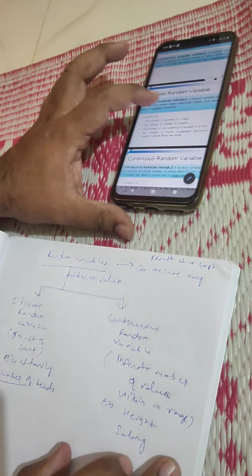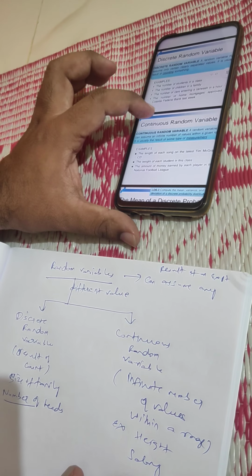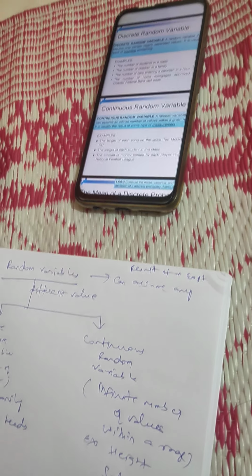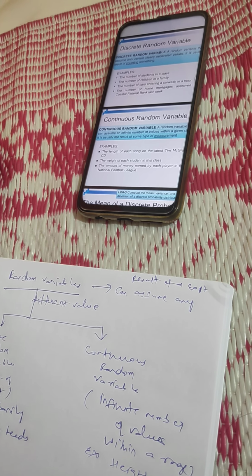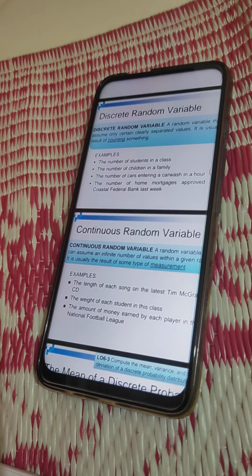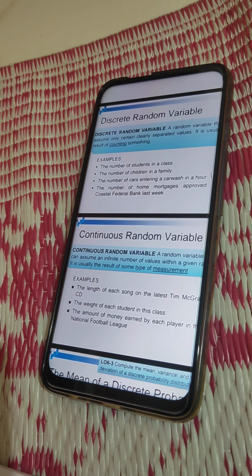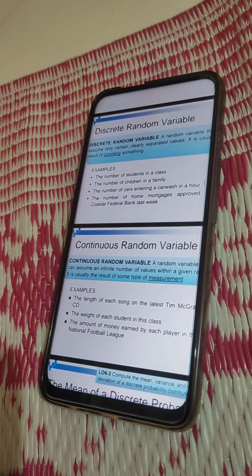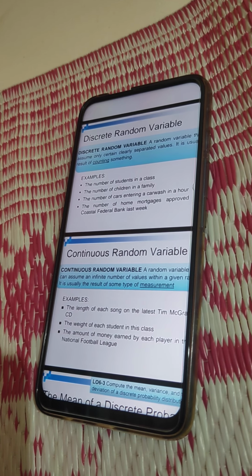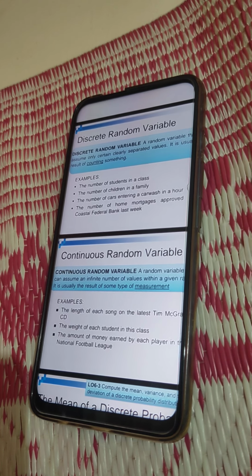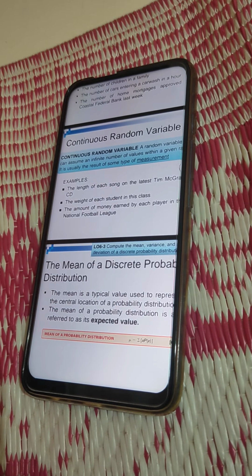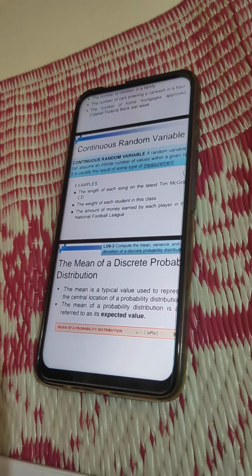And a continuous random variable is a random variable which can assume an infinite number of values within a given range. It is usually the result of some type of measurement. Normally we measure continuous random variables, like the length of each song, weights, heights, amount of money, these are all continuous random variables. Now we go to the mean of a discrete probability distribution.